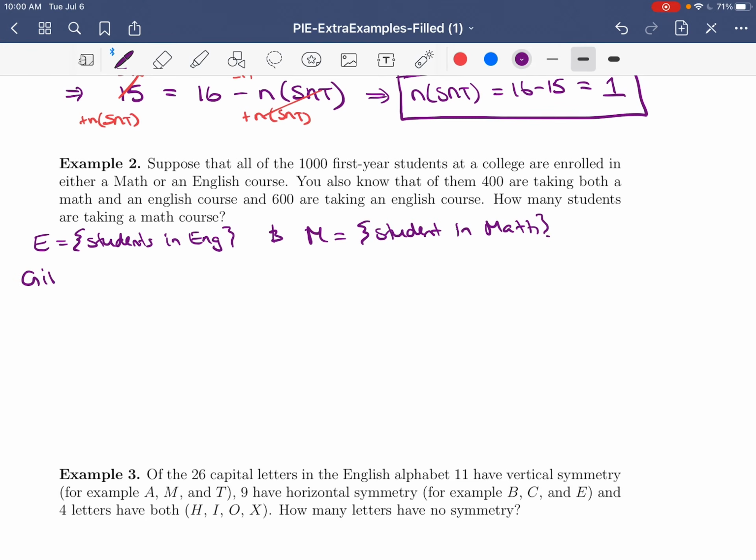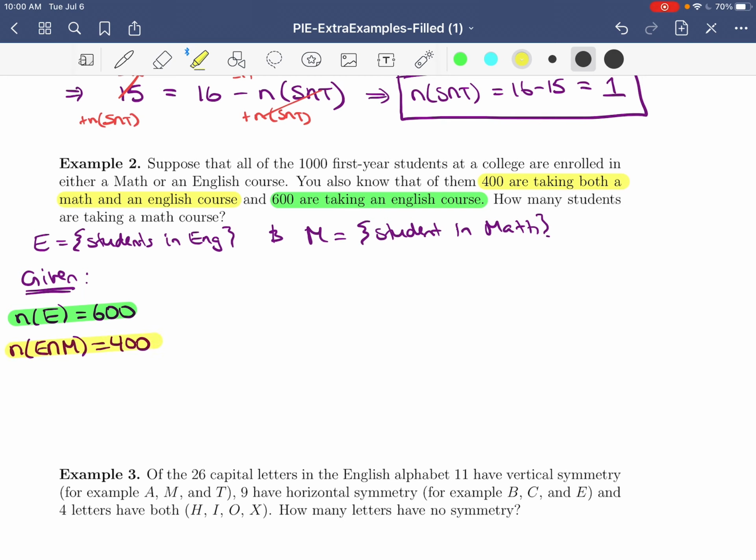Okay, and then I want to think, what did they actually give me? The easiest one to see is this thing here. 600 are taking an English course. So I know the number in E is 600. Okay, that one is pretty straightforward. And then I also know 400 are taking both math and English. So that tells me that the number in the intersection should be 400.